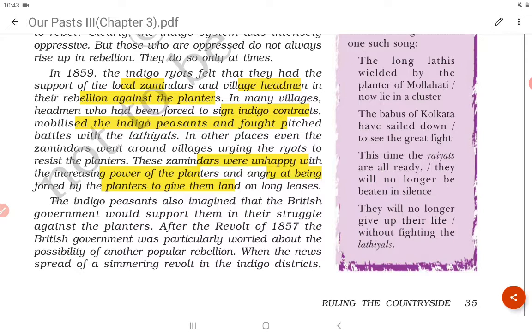In many villages, headmen who had been forced to sign indigo contracts mobilized the indigo peasants and fought pitched battles with the lathials. In other places, even the zamindars went around villages urging the ryots to resist the planters. These zamindars were unhappy with the increasing power of the planters and angry at being forced by the planters to give them land on long leases.